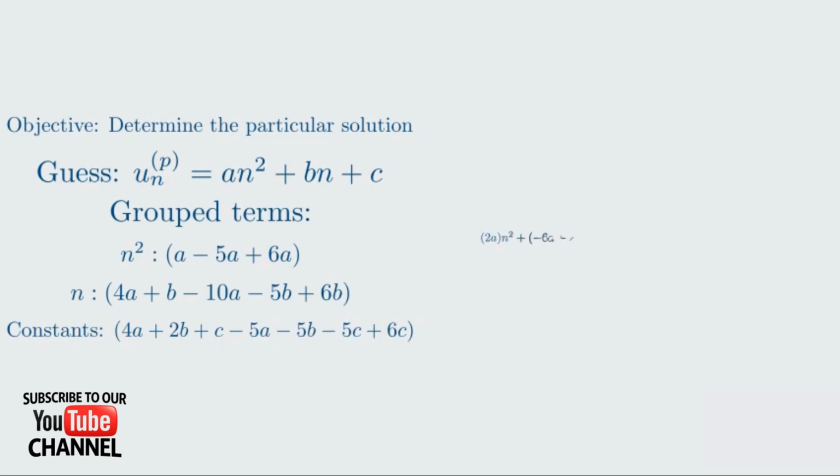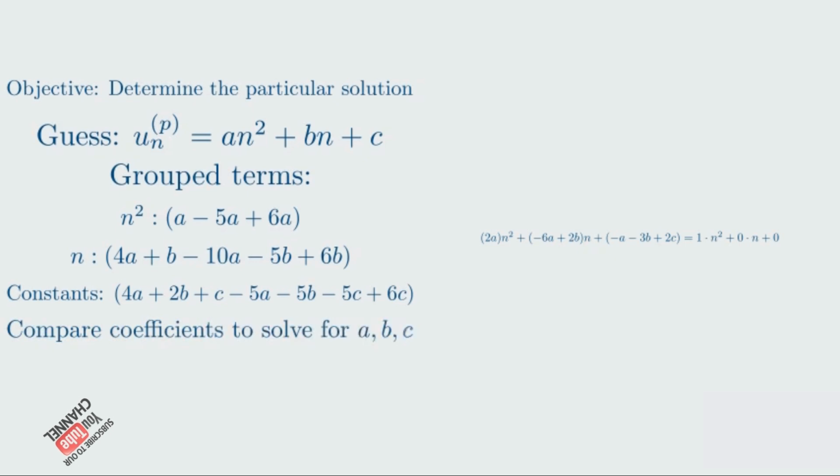Simplifying the coefficients, we get 2a times n squared, plus the quantity minus 6a plus 2b times n, plus the quantity minus a minus 3b plus 2c equals 1n squared plus 0n plus 0. By comparing the coefficients of n squared, n, and the constant on both sides, we can solve for our unknowns.